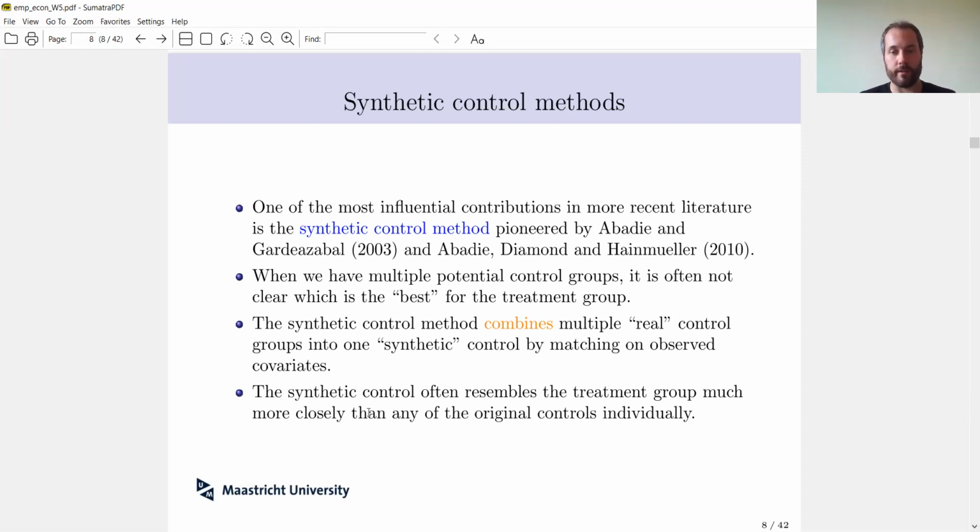Now, what the synthetic control method does, it takes all the 50 states, yeah, and it combines them. And instead of a real control group, you then have a synthetic control group, which is a combination of the 50 states that are the potential control groups. And it does this by matching on the observed covariates and on the observed outcome variables. Yeah, and it turns out that the synthetic control now resembles the treatment group much more closely than the original potential control groups individually.